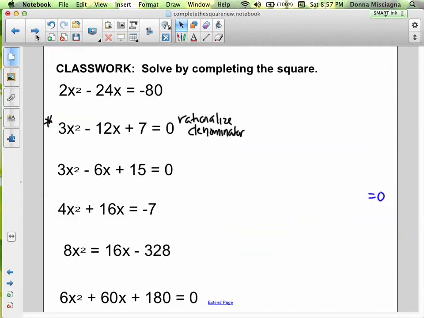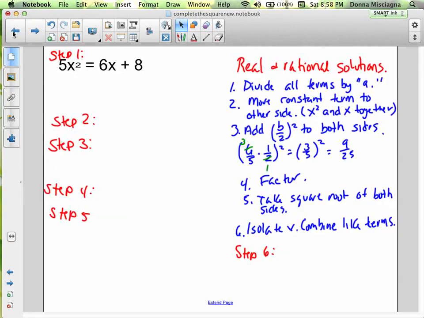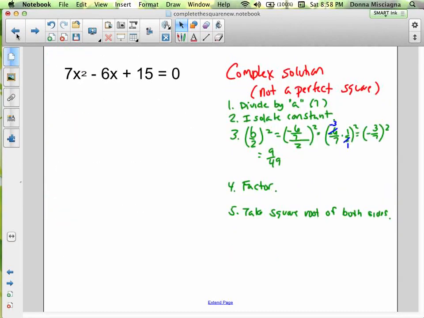Actually, I want to look at two more. Let's see if I can get my coughing under control in the last two problems. All right, so I made this as interesting as I could by giving myself an A term of 7. So that's not a pretty A term. It's just not going to be pretty when we divide by 7.